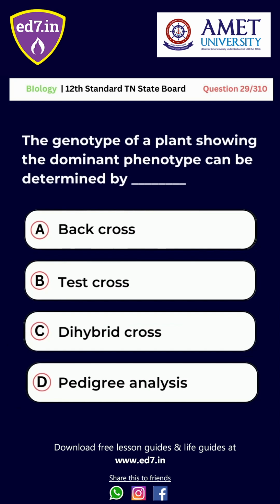Question number 29. The genotype of a plant showing the dominant phenotype can be determined by option A back cross, B test cross, C dihybrid cross, D pedigree analysis. And the right answer for this question is option B test cross.